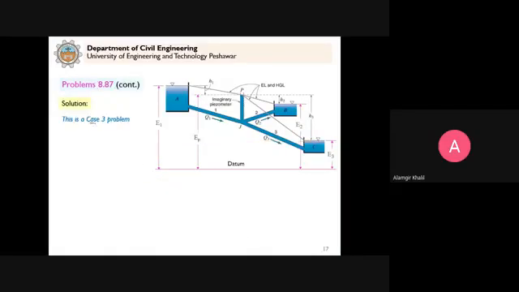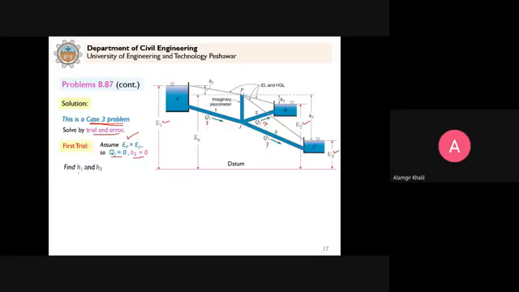So this is a case 3 problem. What was case 3? That E1 is given, E2 is given, E3 is given, and it is required to calculate Q1, Q2 and Q3. So now we have to solve by trial and error procedure. For the first trial, we assume EP equal to E2. This will be the first trial. So in that case, Q2 will be equal to 0 and H2 will be equal to 0. No flow, so no head losses.